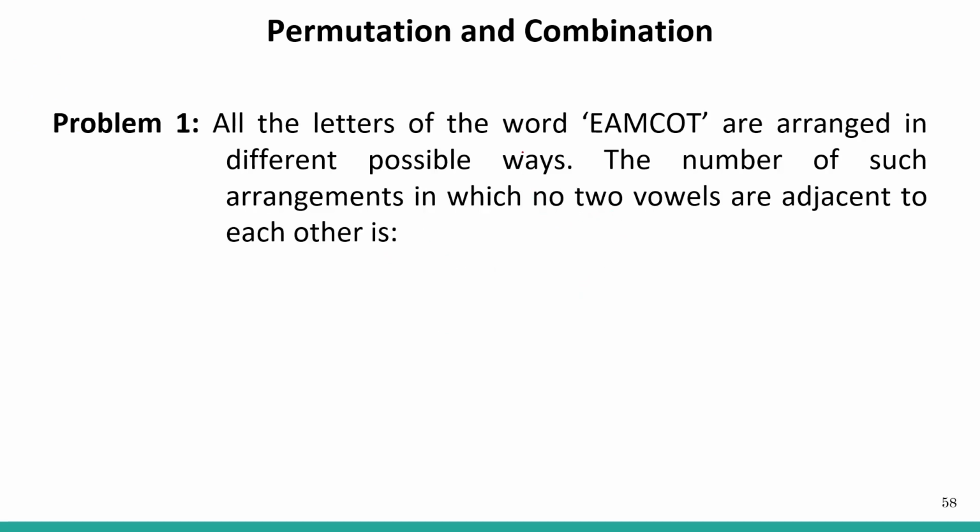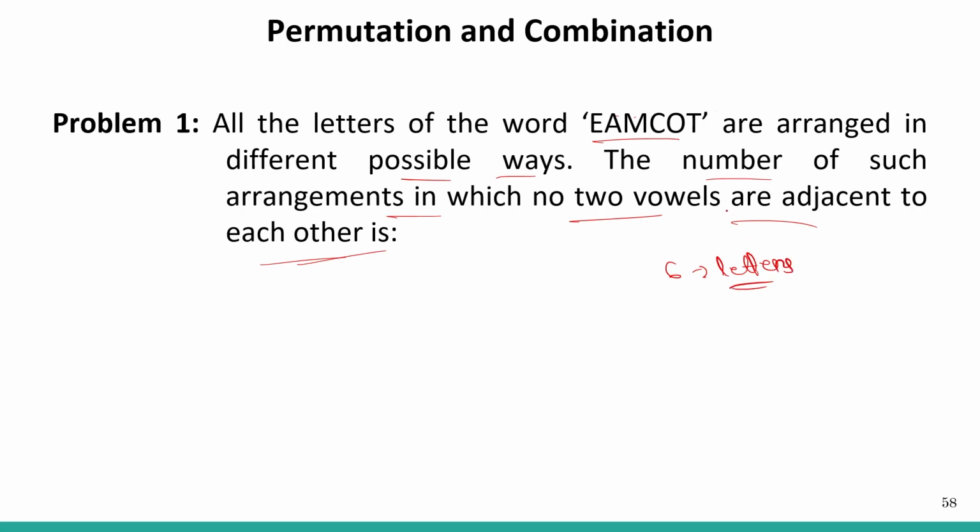So let's start from problem number 1. All the letters of the word are arranged in different possible ways. The number of such arrangements in which no two vowels are adjacent to each other is what? Let's see how many letters are there: 1, 2, 3, 4, 5, 6. So there are 6 letters, right?